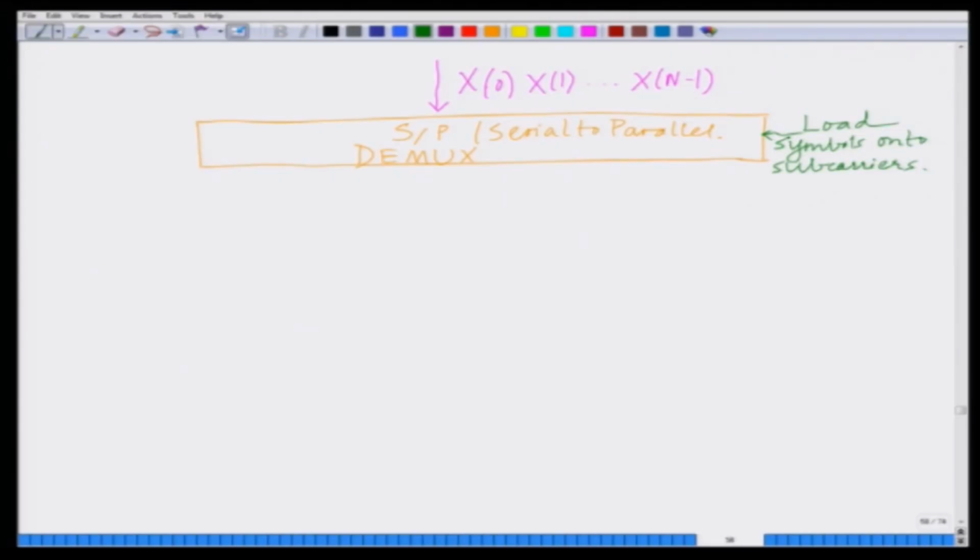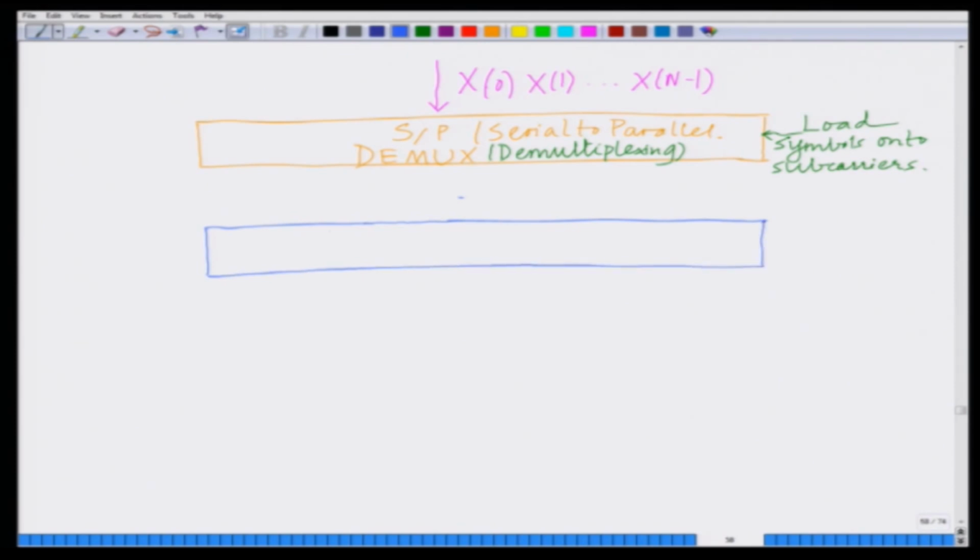This is also known as a serial to parallel conversion or a demux or demultiplexing operation. Alright. So, demux stands for demultiplexing. After this demultiplexing or serial to parallel conversion, I now have these N symbols which are loaded onto the N subcarriers. So, here I have the various symbols.